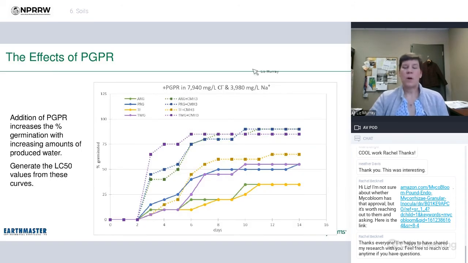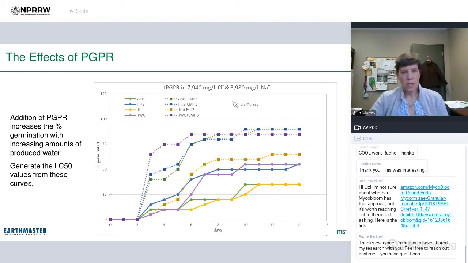What happens when you coat these seeds in PGPR before you expose them to produced water? So for this particular graph, you're looking at the solid lines versus the dotted lines: the seed that's untreated versus the seed that is treated. The particular bacteria we're using we call CMH3, which was isolated from southern Saskatchewan. And you can see in all cases that when you have PGPR coated onto the seed, it increases the amount of germination in produced water exposure.